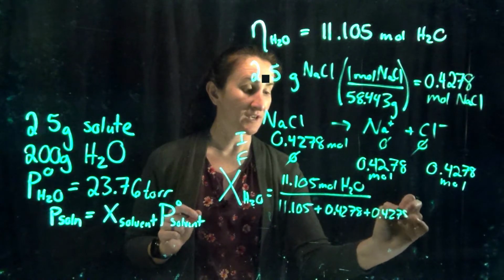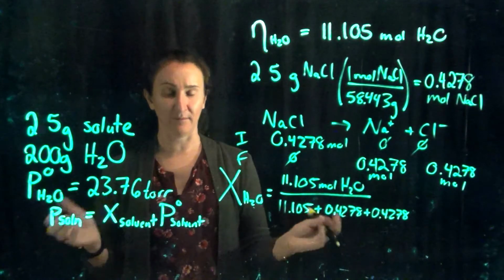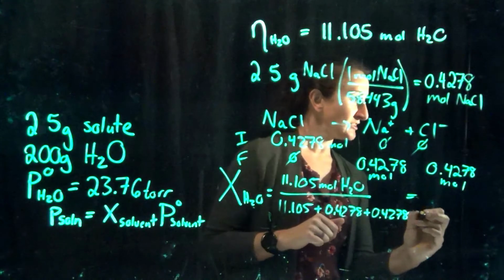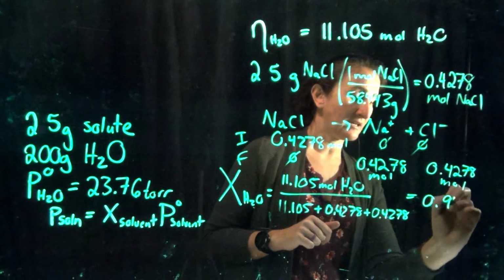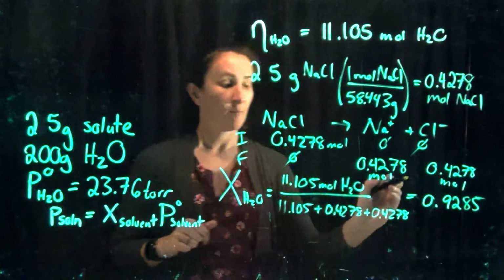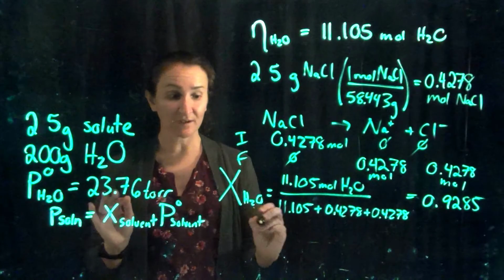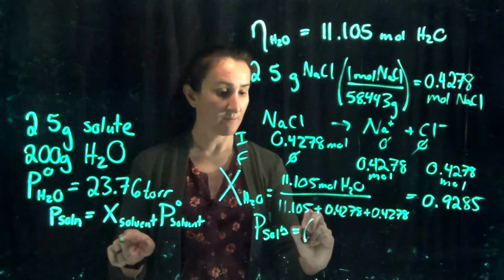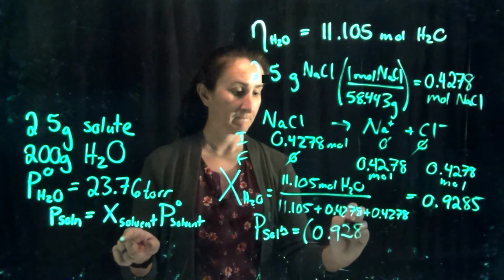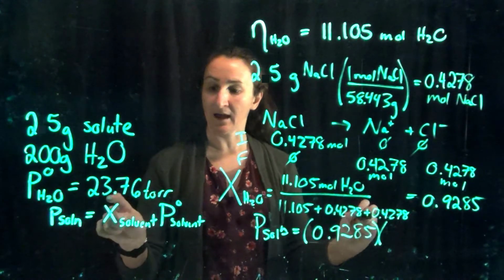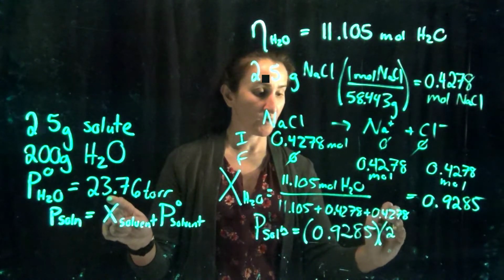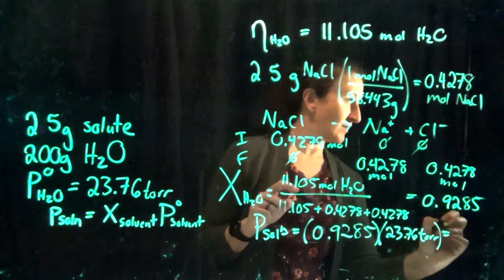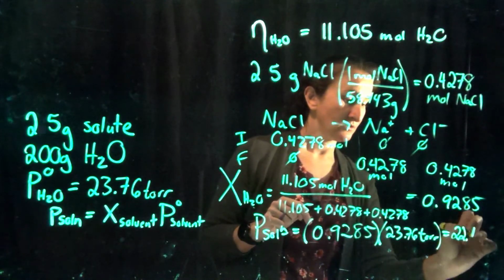And you will end up with different answers if you forget about that second aspect of the denominator. So we end up here with a mole fraction of 0.9285. Plug that now into Raoult's Law the same way we did for sucrose, and you end up with P of our solution equal to my mole fraction times my pressure of pure water, 23.76 torr, and we end up with 22.1 torr.